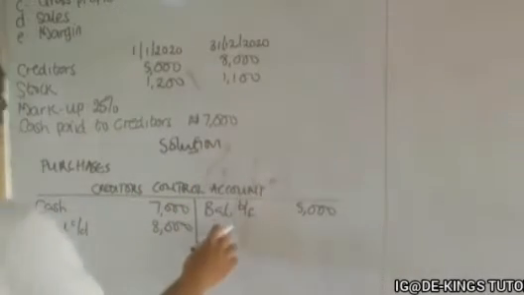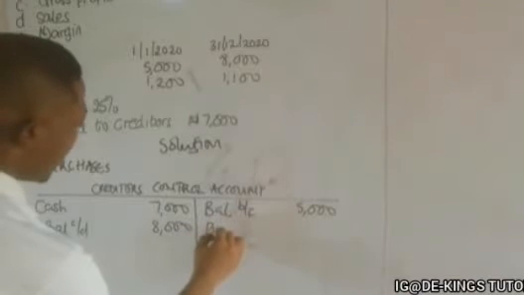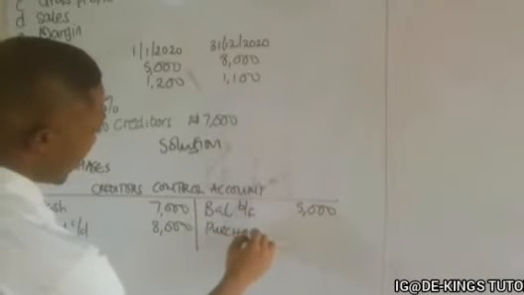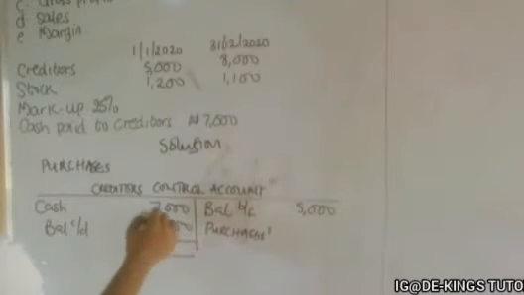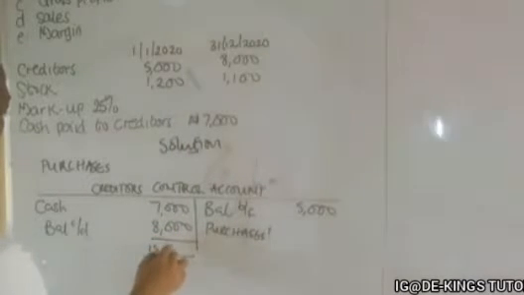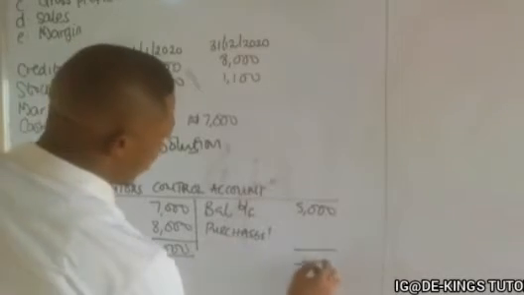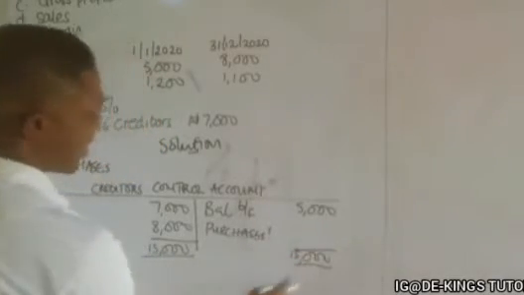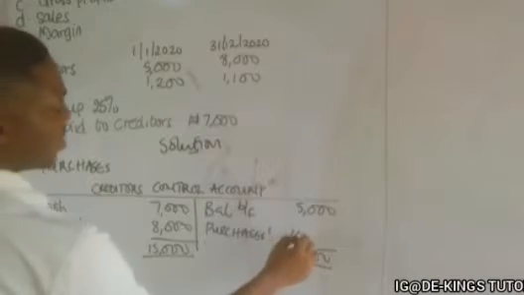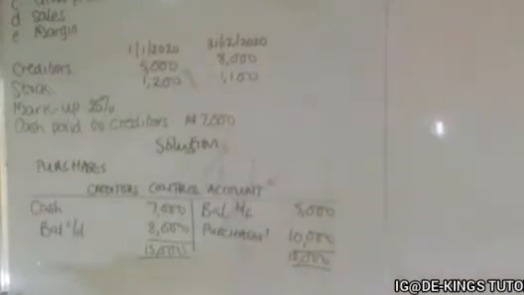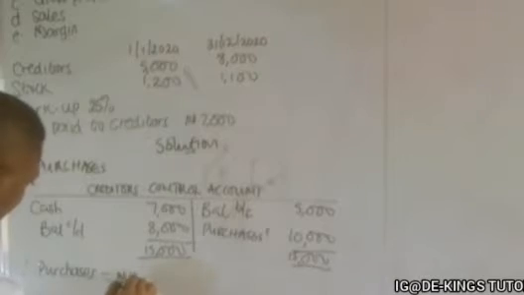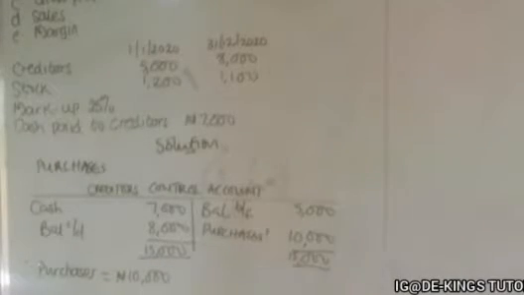The balancing figure becomes the purchases. So 7,000 plus 8,000 gives us 15,000. We are supposed to have the same balance, 15,000. So 15,000 minus 5,000 gives us 10,000. So our purchases is 10,000. That's that. Very simple.